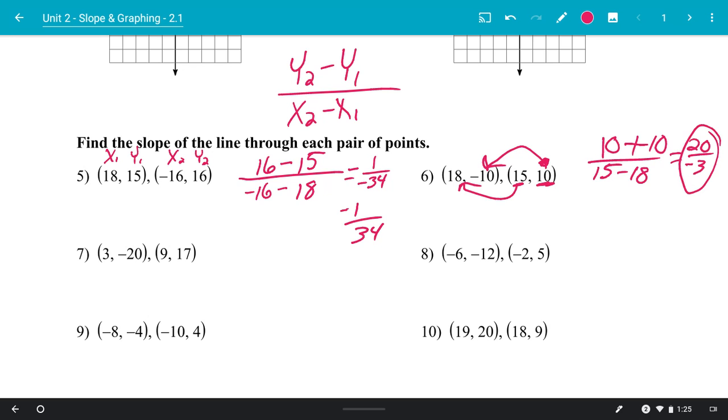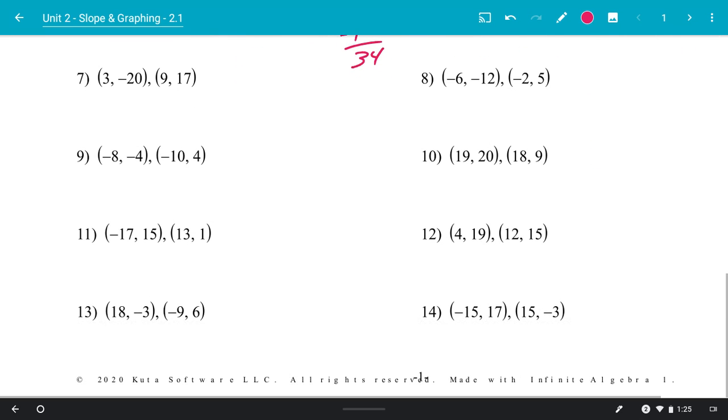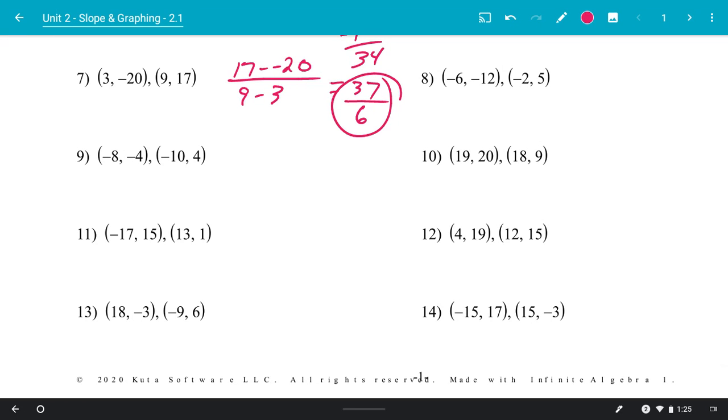I would like you to do the remaining 8 of those just as a quick refresher. You should be able to get pretty quick at it. So one more time, let's go number 7. I would go 17 minus a negative 20 over 9 minus 3, which is 37 over 6. Okay, so you do the remaining 7 of those.